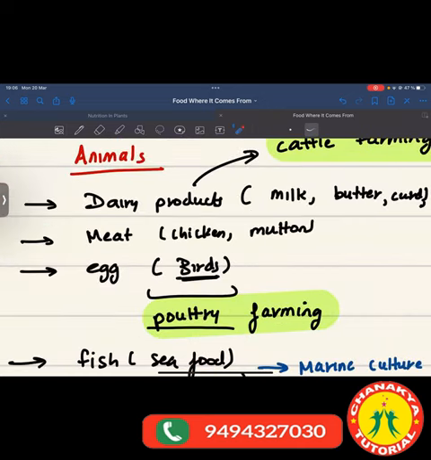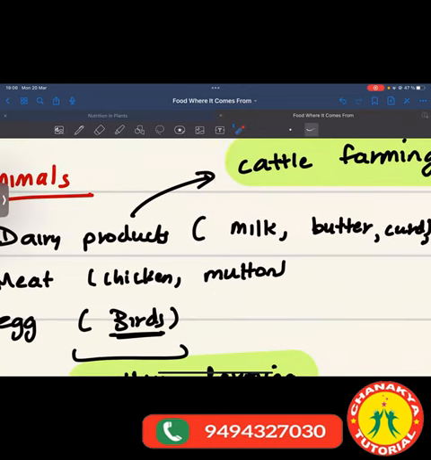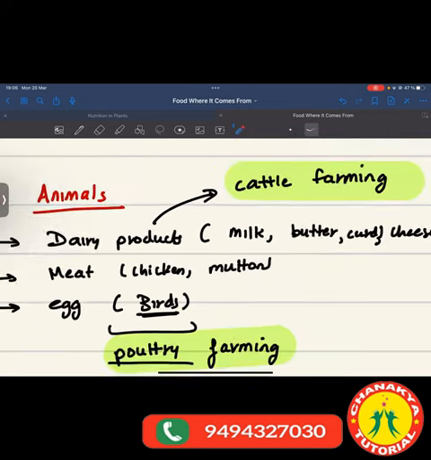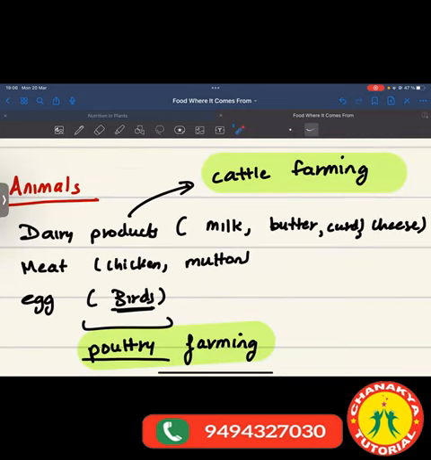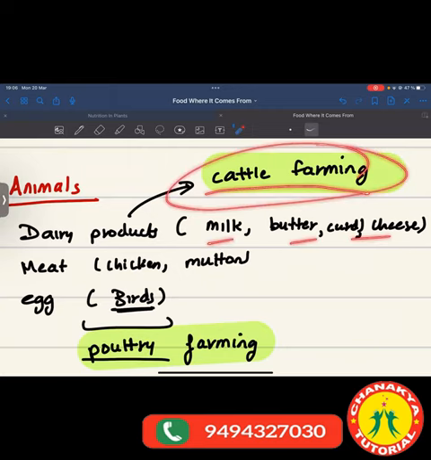So what are the animals that we get dairy products from? Cows. Cows, then? Goat. Okay. There's camel also, there's buffalo also. So all these animals are known as cattle. So we get milk, butter, curd, cheese and all. So we grow them in a large farm in order to get all these products. So this farming is known as cattle farming.